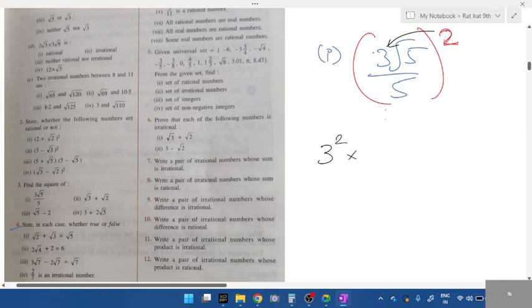3 square. First multiply the square with everything. (3 root 5) the whole square divided by 5 square. Tell me the direct answer.